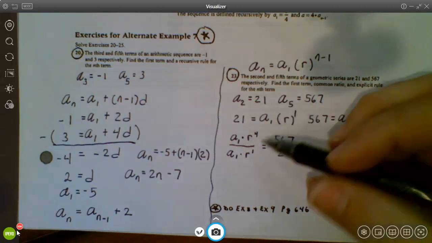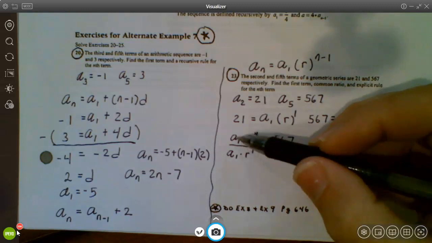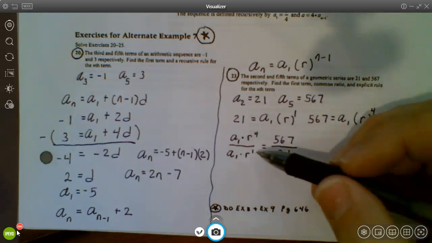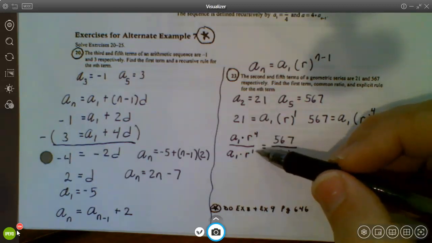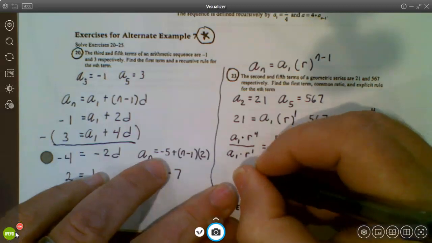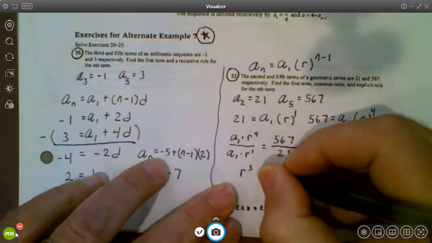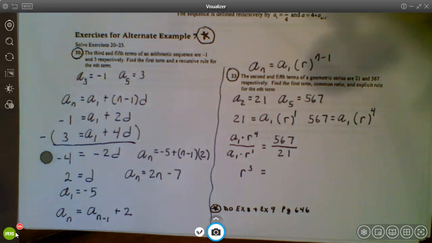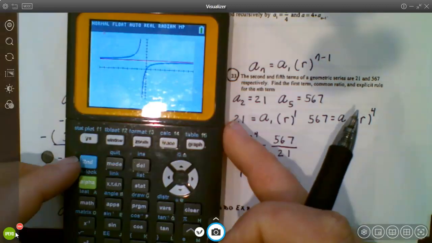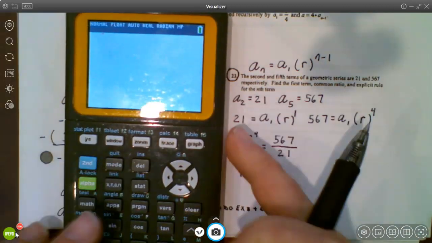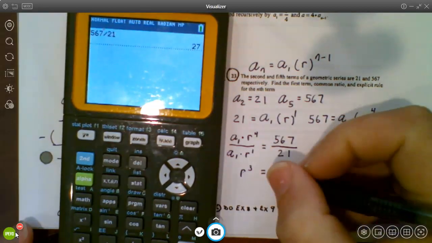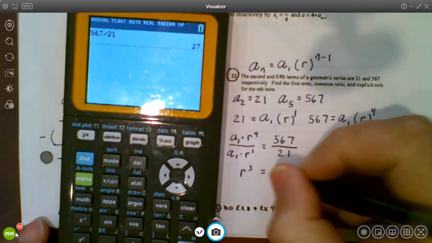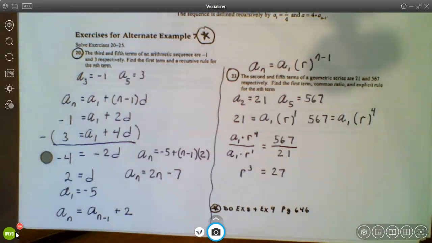From here, what they would do is they would say, well, let's reduce. These guys can cancel. Remember, if I have r to the fourth over r to the first, because they have a common base, I'm allowed to subtract their exponents. So it becomes r to the third. And on this side, if we did 567 divided by 21, we get 27. So it looks like this.